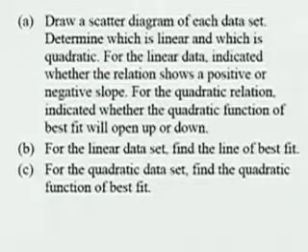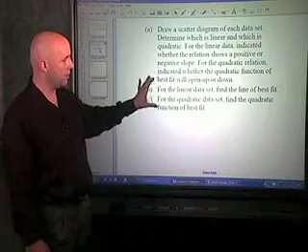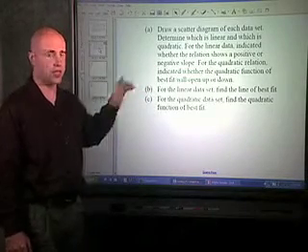For these two sets of data, we want to draw a scatter diagram of each set of data and then determine which is linear and which is quadratic. For the linear data, we also want to show whether the relation has a positive or negative slope. And for the quadratic relation, we want to tell whether the graph would be open up or down. Once we've identified the linear set, we want to find the line of best fit. And then once we've identified the quadratic set, we want to find the quadratic function of best fit. We're going to do our scatter diagrams and our line and quadratic function of best fit using our TI Smart View.